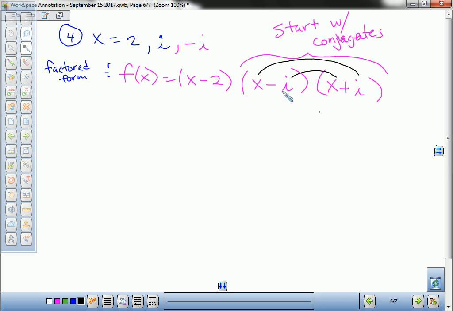I'm getting positive ix and negative ix. They cancel. So all you have to do is the x times the x, which is x squared, and the negative i times the positive i, which is negative i squared. What is i squared? Negative 1. So this i squared is negative 1. What happens to minus the negative? Makes a plus. So this really becomes x squared plus 1.